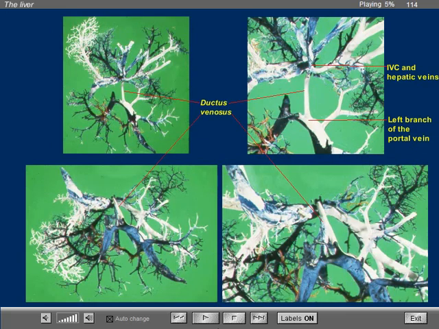This is another collateral pathway between the portal vein and the hepatic veins, and this is through the ductus venosus. The ductus venosus connects the left branch of the portal vein with the inferior vena cava and generally obliterates, and it is analogous to the ductus arteriosus that becomes fibrotic usually after the age of 3 months. One can get a communication between the portal vein and the inferior vena cava through this vessel.